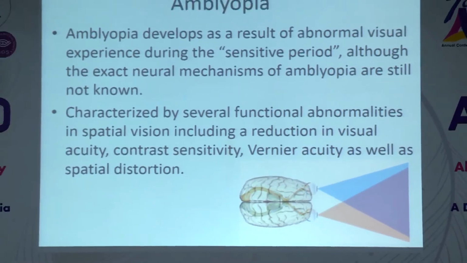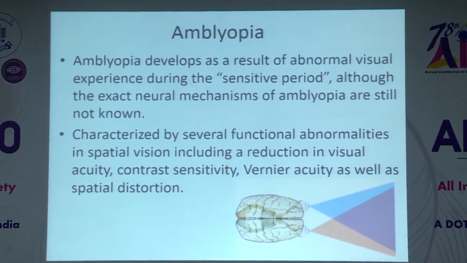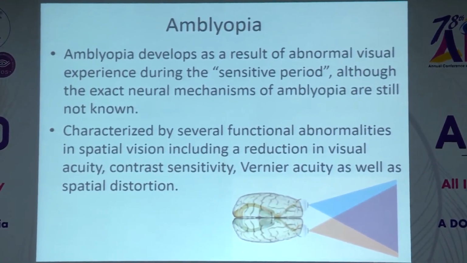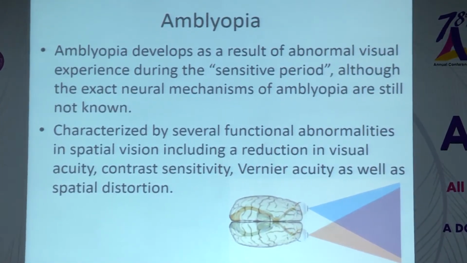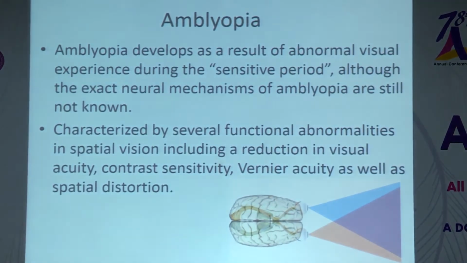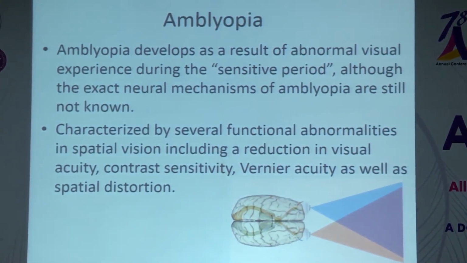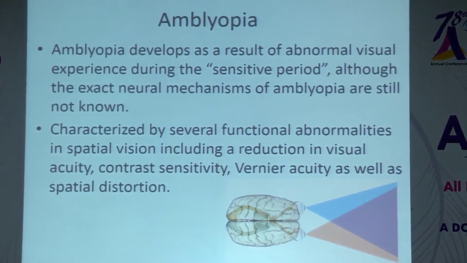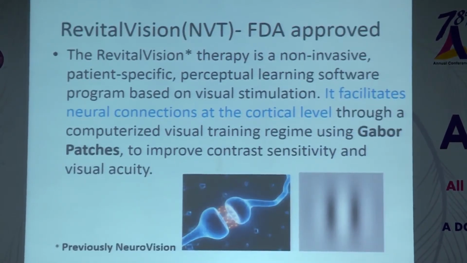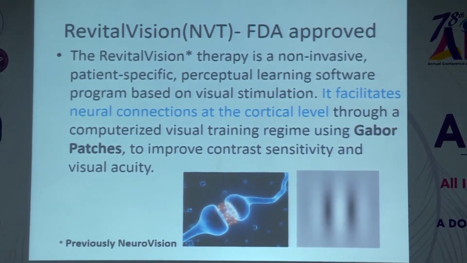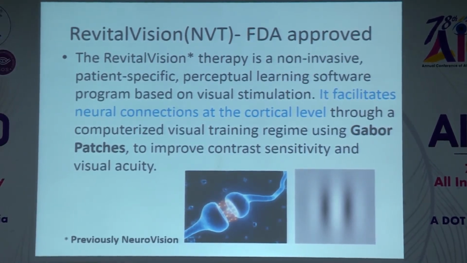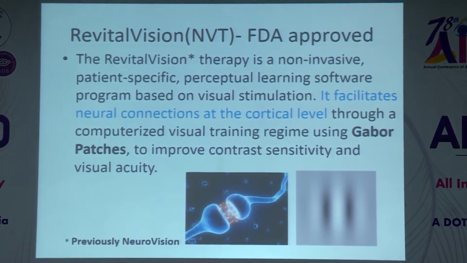As we all know, amblyopia develops as a result of abnormal visual experience during the sensitive period. Although the exact neural mechanisms of amblyopia are still unknown, it is characterized by several functional abnormalities in spatial vision, including a reduction in visual acuity, contrast sensitivity, vernier acuity, as well as spatial distortion. Revital Vision therapy is an FDA-approved, non-invasive, patient-specific perceptual learning software program based on visual stimulation.